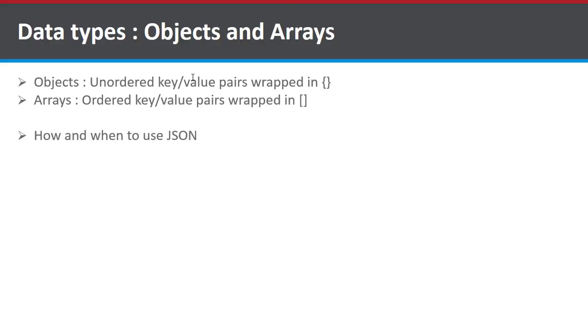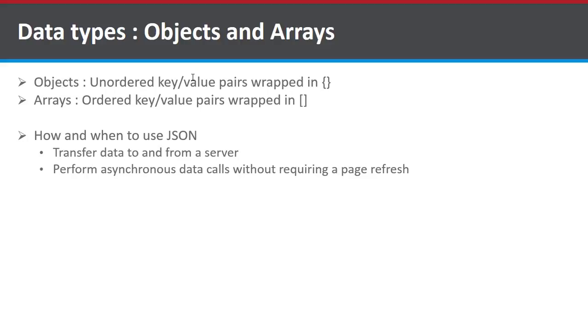Now how and when to use JSON. When we want to transfer data to and from a server, that is, if you want to transfer data from one server to another server, then JSON is used. You can also use XML, but nowadays JSON is preferred because JSON is lightweight and it has less overhead.